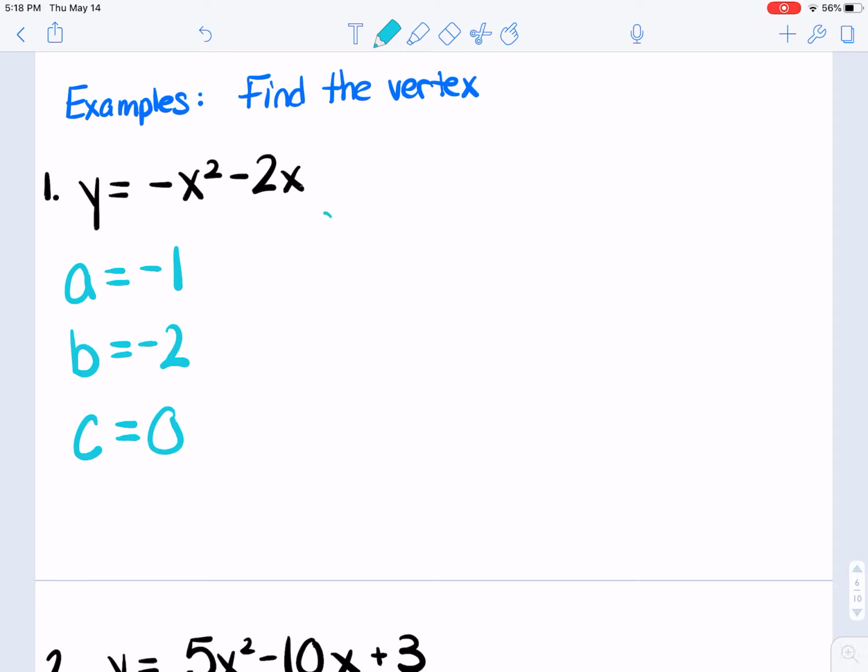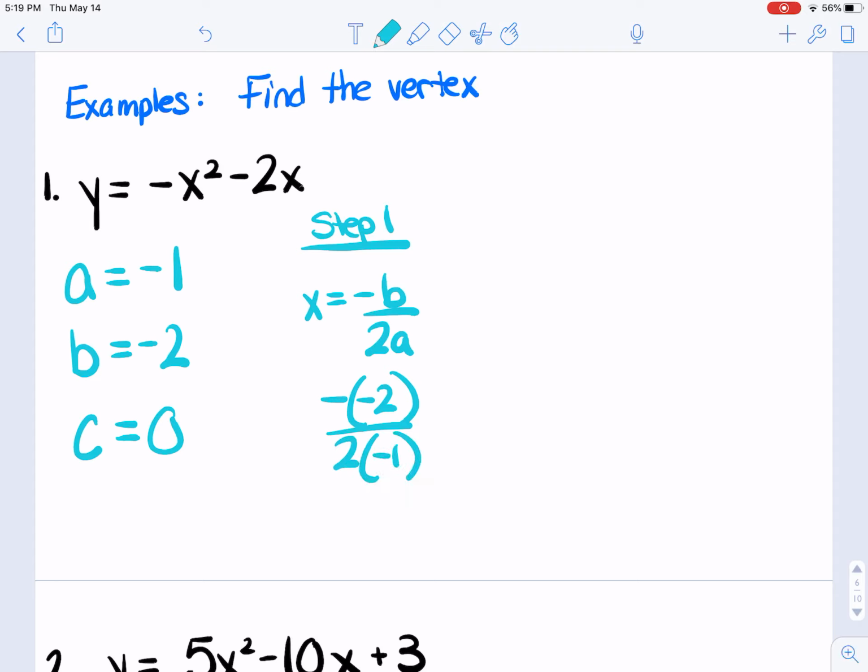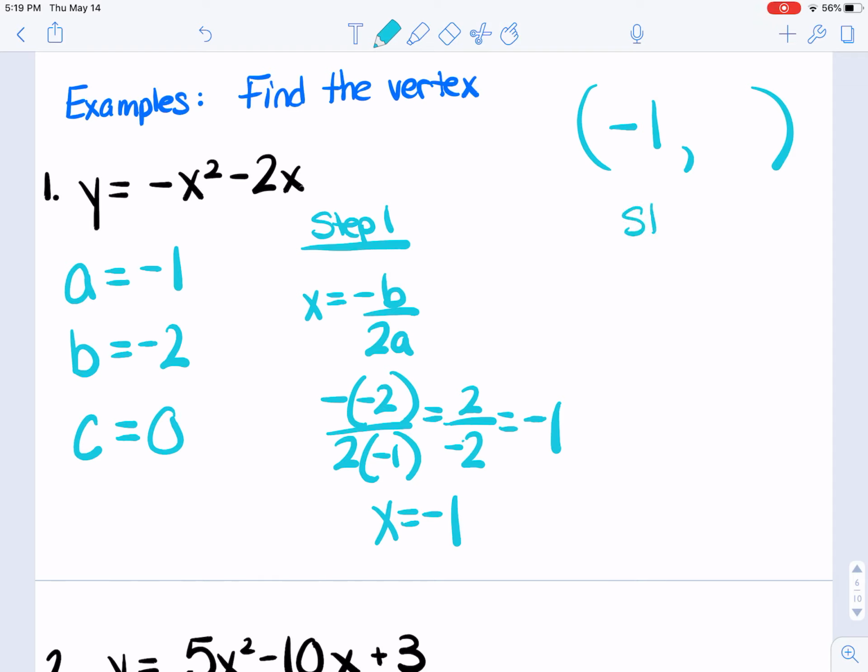So step 1, you are going to find your axis of symmetry. x equals negative b over 2a. It's going to be negative, negative 2 over 2 times negative 1. This would be 2 over negative 2, which is negative 1. Therefore, my axis of symmetry is x equals negative 1, which means that the x part of the vertex is negative 1.